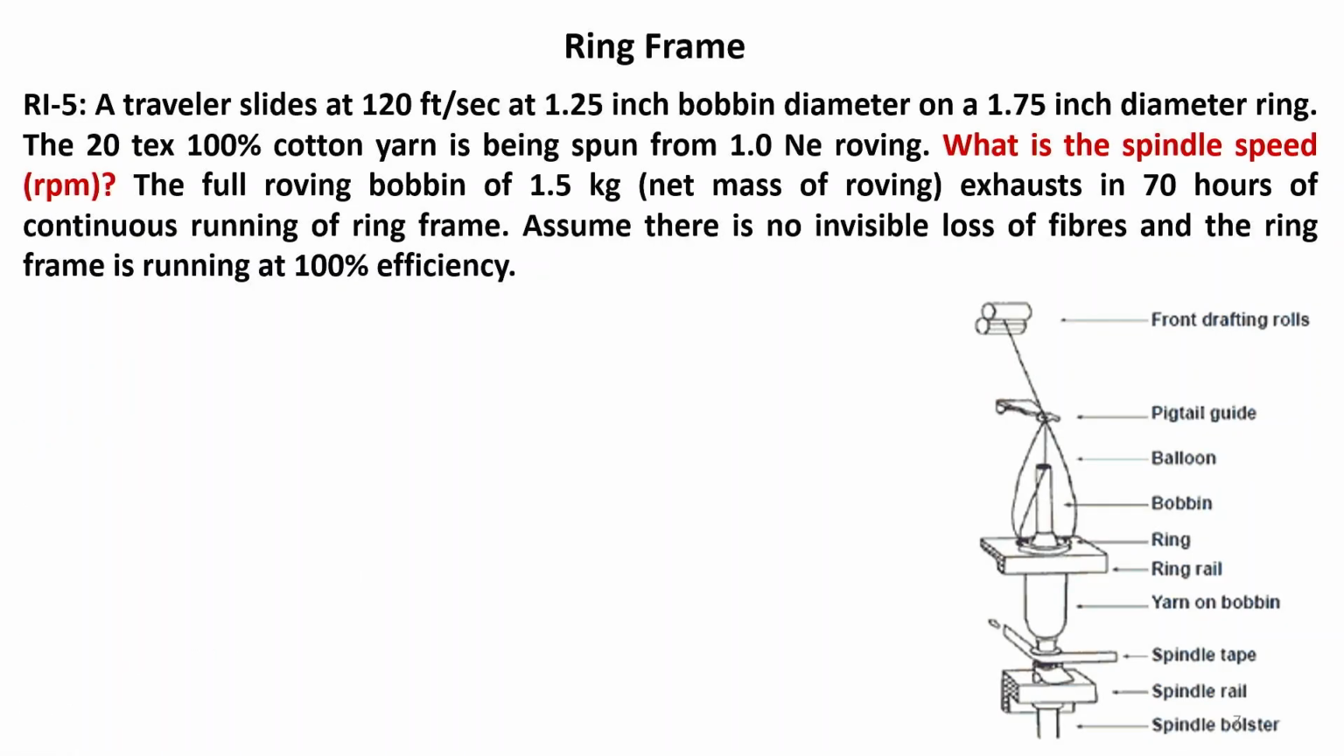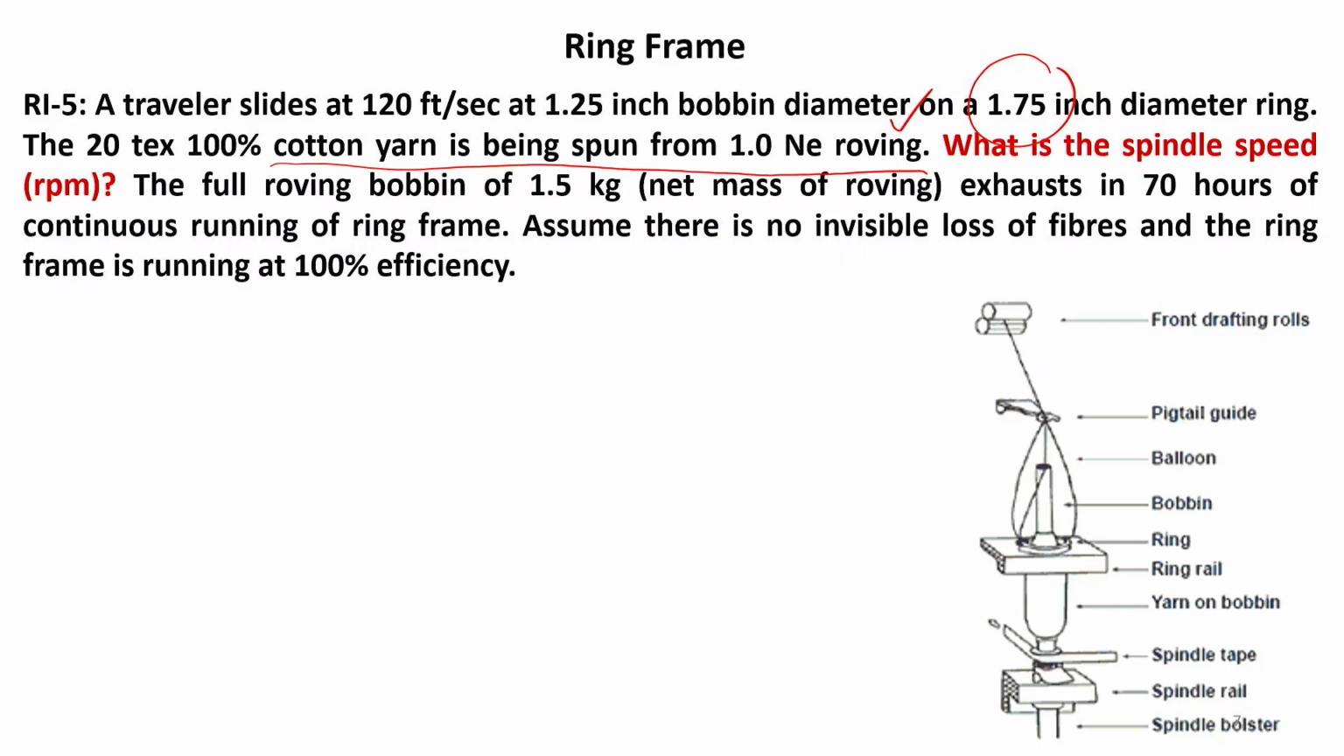Next one, a traveler slides at 120 feet per second speed at 1.25 inch bobbin diameter on a 1.75 inch ring diameter. The data in the first line are exactly the same as that of the earlier one. The 20 tex 100% cotton yarn is being spun from one hank roving. What is the spindle speed?